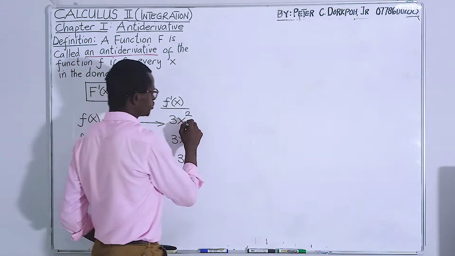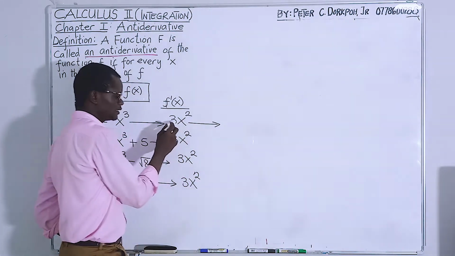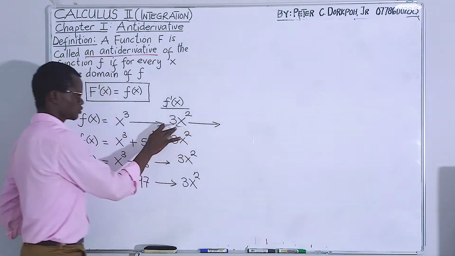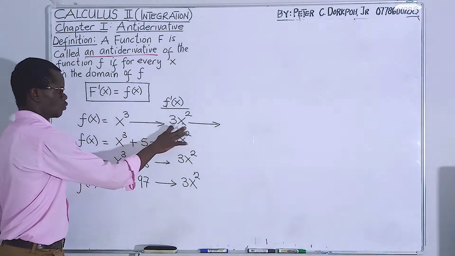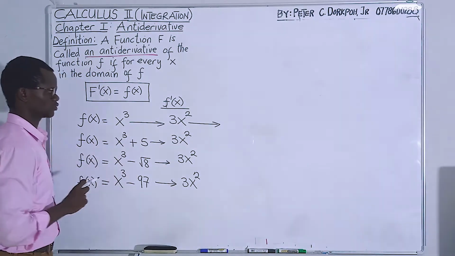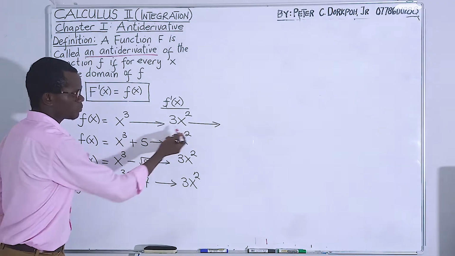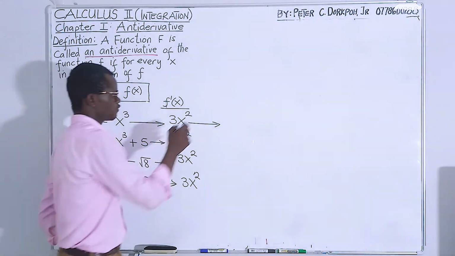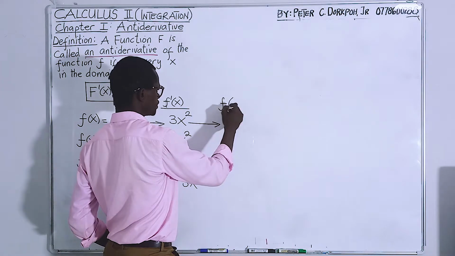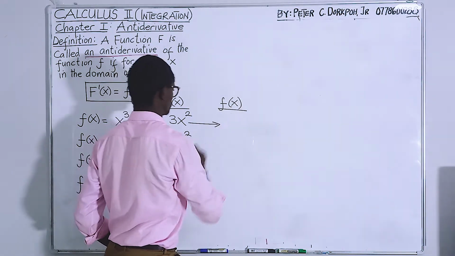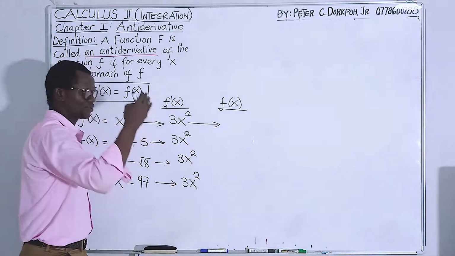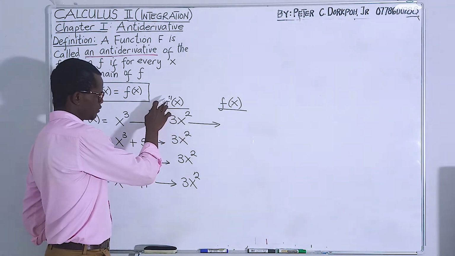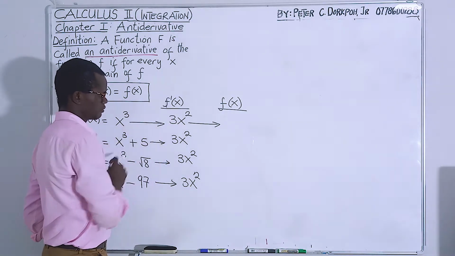Now, instead of finding the derivative, we want to find the antiderivative of these functions. So it means that we must be going back to the original function. Finding the antiderivative means to reverse the derivative, so we want to get rid of this derivative.